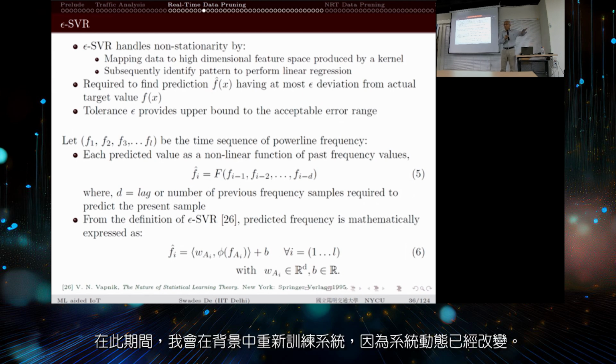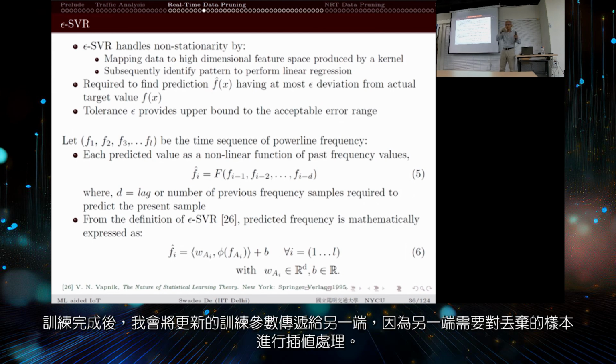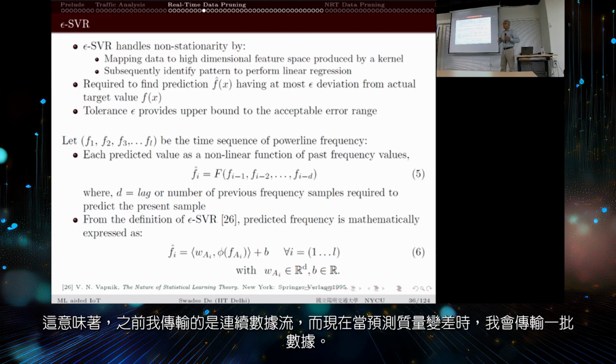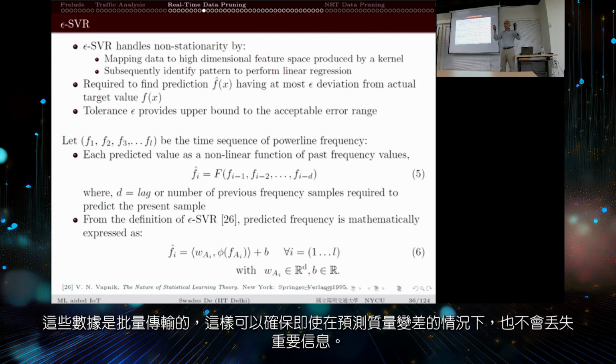again, because the system dynamics has changed, and once I am trained, I'll pass the training parameters to the other end also, because the other end has to do interpolation. Here I am dropping those samples, and the other end will do the interpolation. So what that means is that earlier I was transmitting a stream of data. Now I am transmitting sometimes a batch of data.